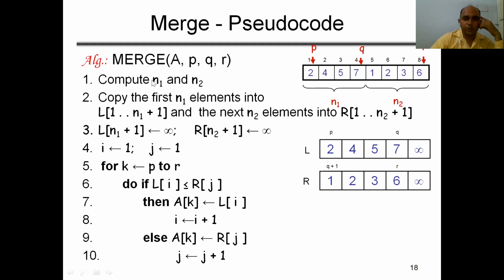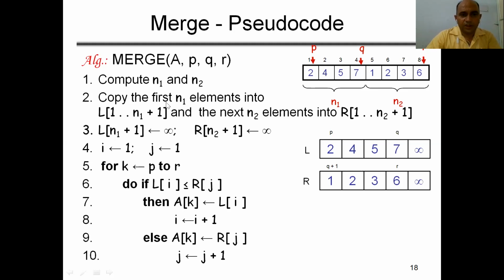First we have to compute n1 and n2. n1 is the size of the first sorted sequence and n2 is the size of the other sorted sequence. For 2, 4, 5, 7, this is the first index and this is the last index. We apply the formula: q minus p plus 1 is the size n1, and r minus q is the size n2, where r is the last index, q is the middle index, and p is the first index.